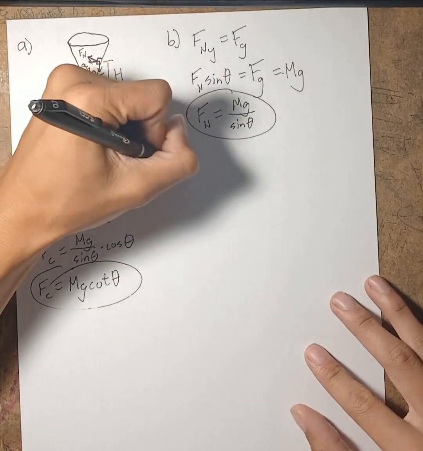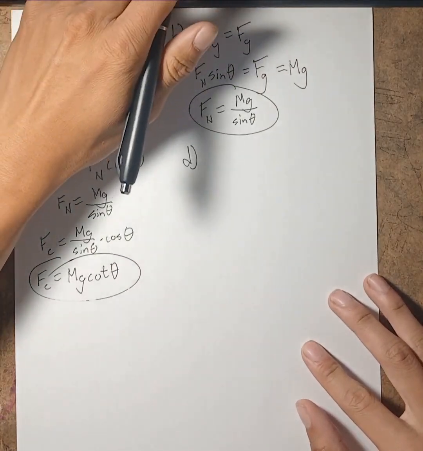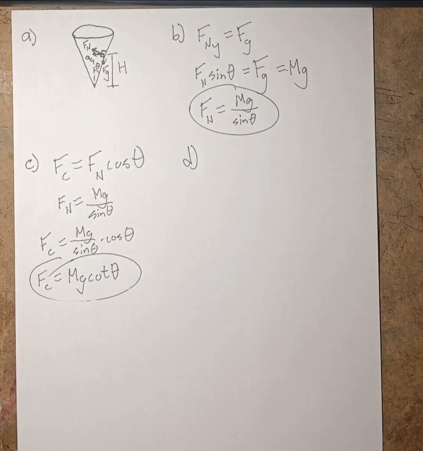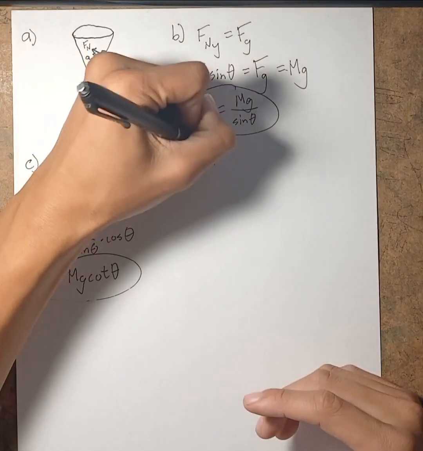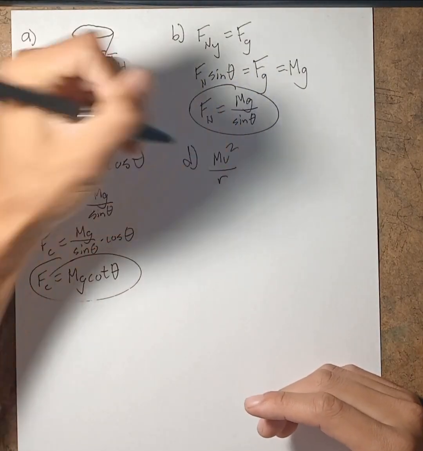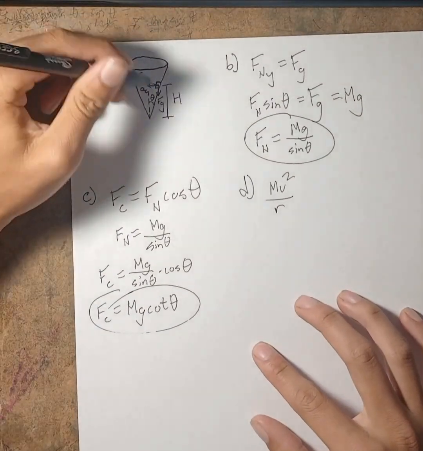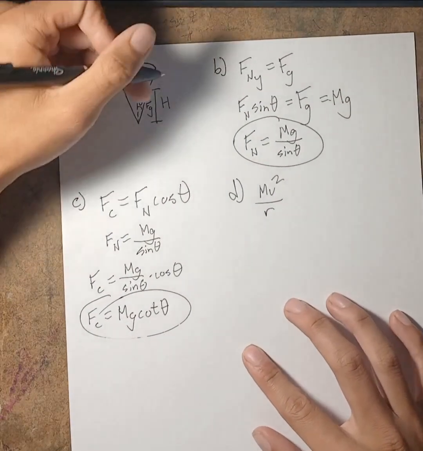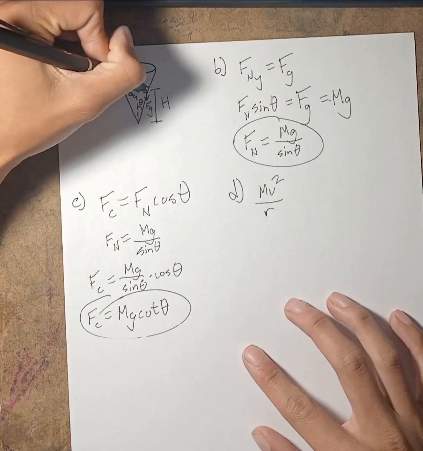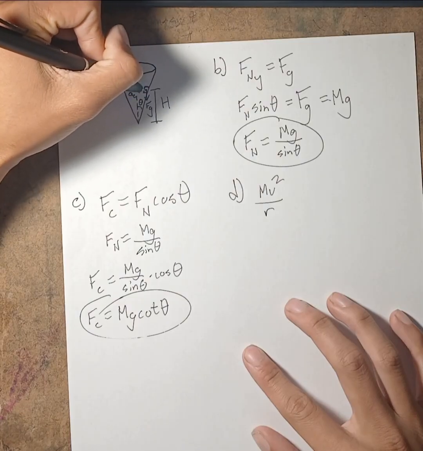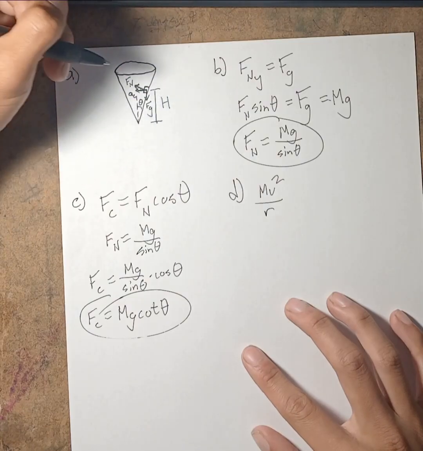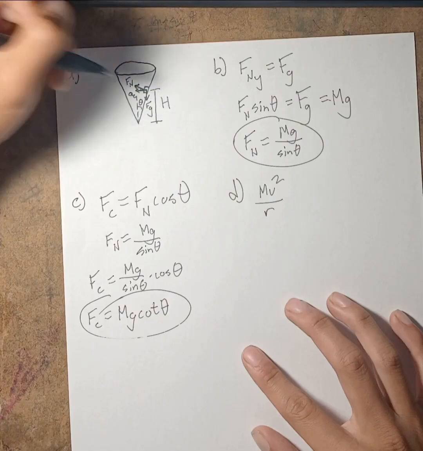Part D, derive an expression for v in terms of the given quantities and any fundamental constants. Okay, so what is centripetal force? mv squared over r, right? Well, what is our r? Now, if you look again at this little cone here, we see that r would be this horizontal space between the center of the cone and the edge of the cone, like that.